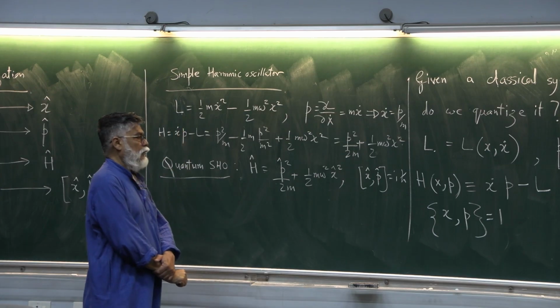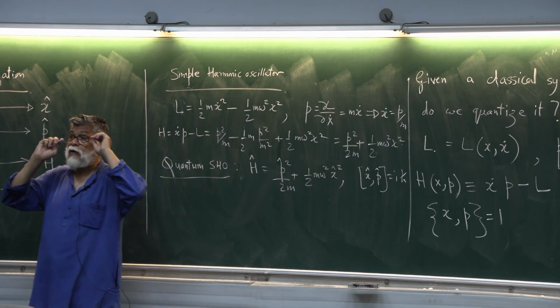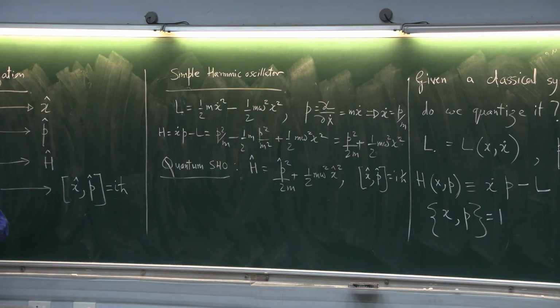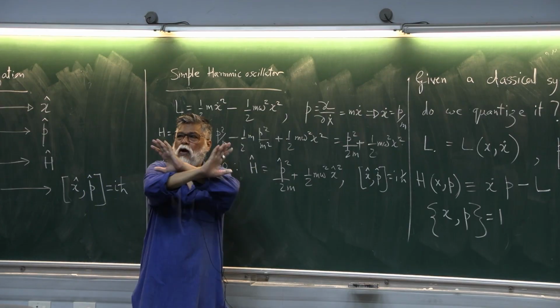Okay. So this is your quantum simple harmonic oscillator problem, and in quantum mechanics, what do we want to know? What do we want to do? We want to get the exact energy eigenvalues, exact energy eigenstates. Once for any quantum system you know the exact energy eigenvalues and exact energy eigenstates, the problem is solved.